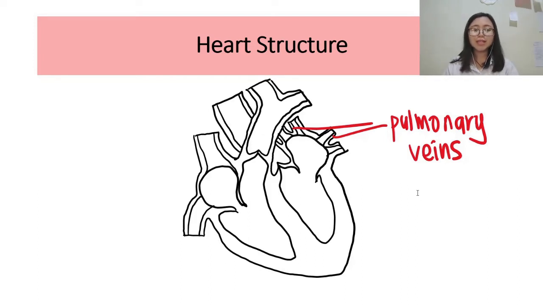Any blood vessel that is carrying blood into the heart is a vein, even though it is oxygenated blood from the lungs. And this one over here is the aorta, the main artery carrying blood away from the heart.